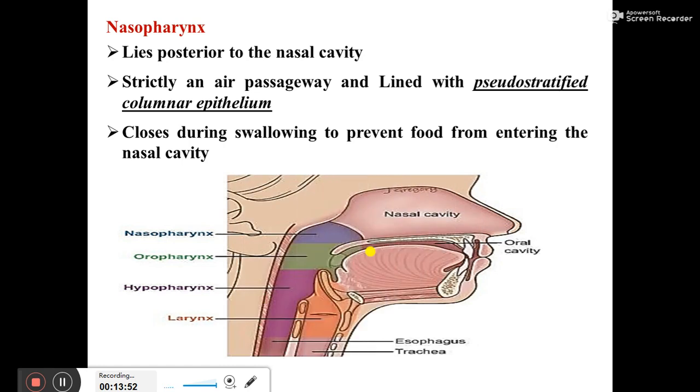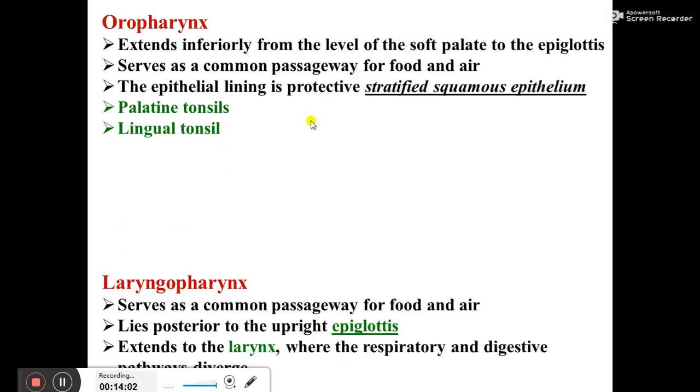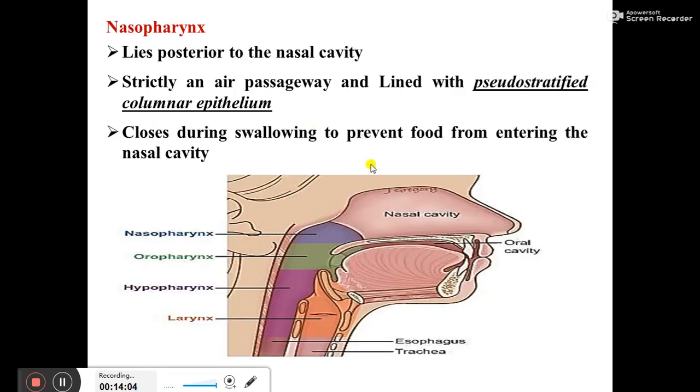So we will see first the nasopharynx. What is nasopharynx? It lies posterior to the nasal cavity. So this is the nasal cavity. You can see well the three different zones: naso, oro and hypopharynx. This blue color is the nasopharynx, and the nasopharynx is posterior to the nasal cavity.